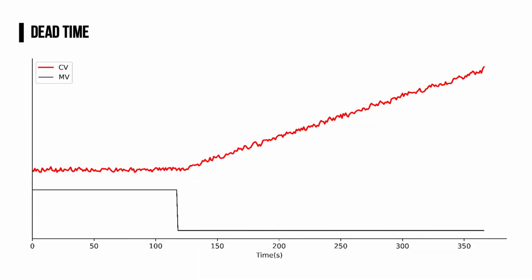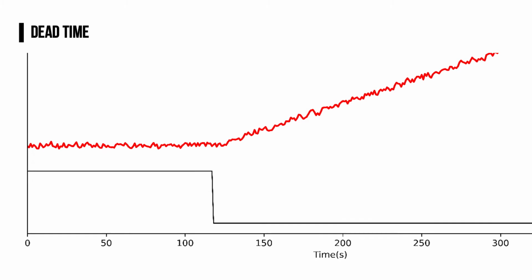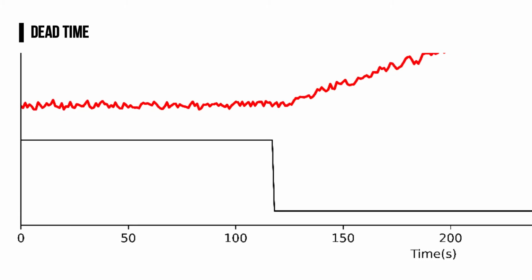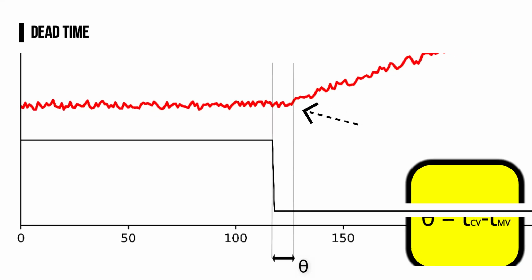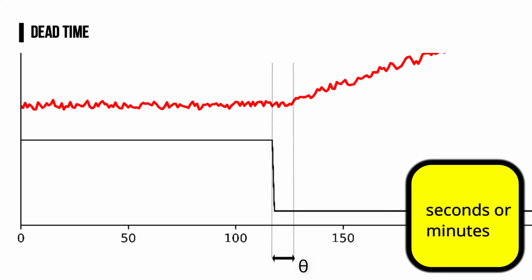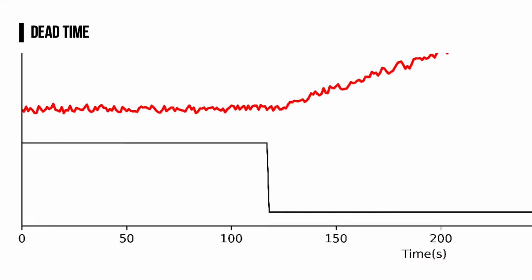For the next one, let's zoom in a bit. Dead time is the difference between starting points of changes in controlled variable and manipulated variable. Usually the unit of dead time is seconds or minutes. In this example, the controlled variable started at 130 seconds and the change in manipulated variable started at 120 seconds of process, leaving us with a dead time of 10 seconds.